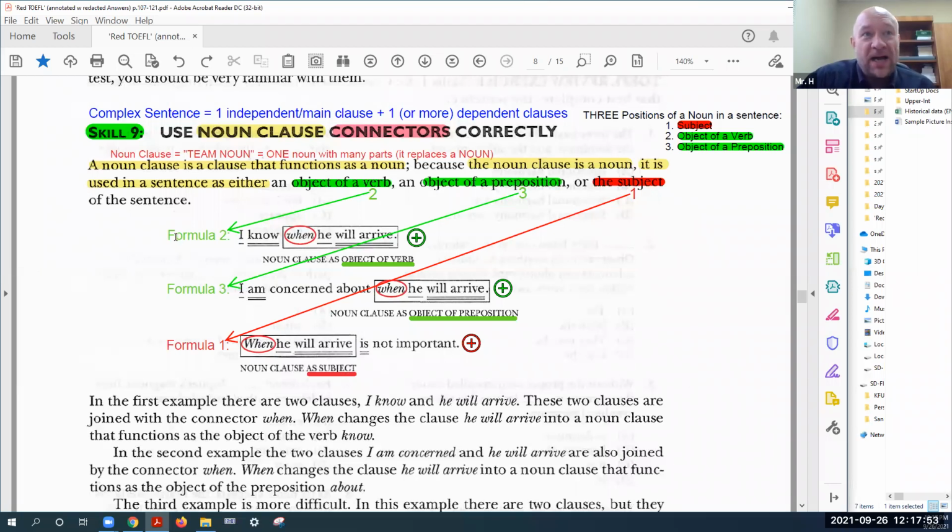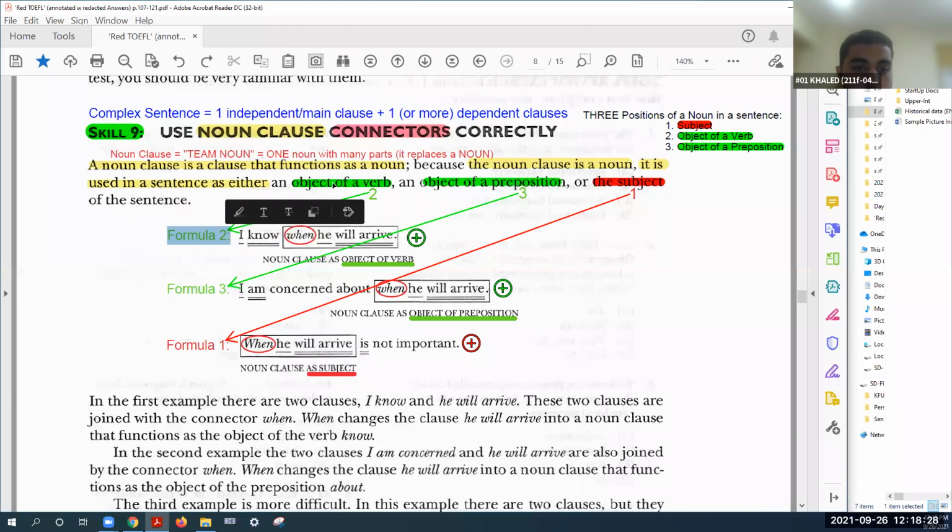Now, Assad, why do I start with Formula 2? What is Formula 2? Why do I call this Formula 2? Maybe Khalid, you can answer. Why is this Formula 2? Because the connector is in between the two clauses.